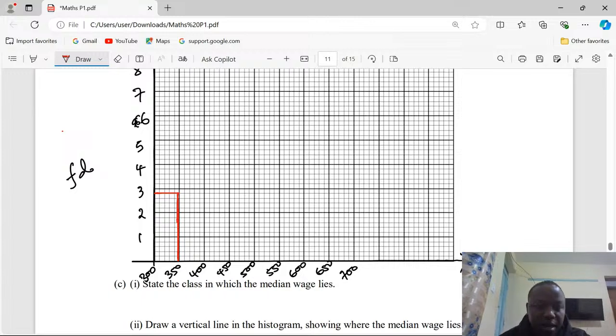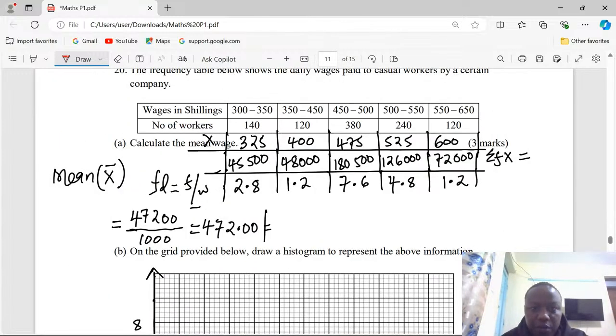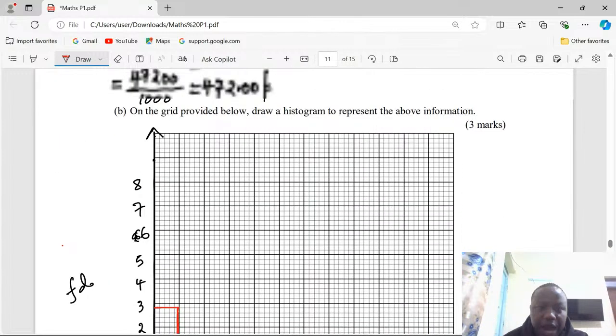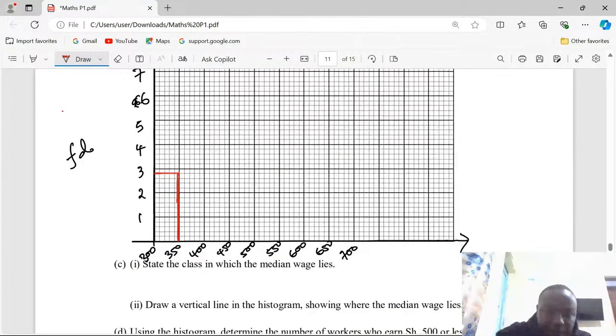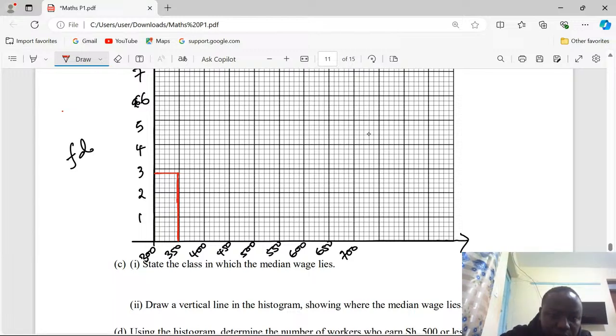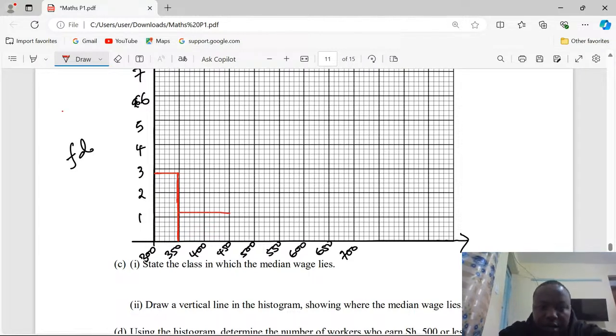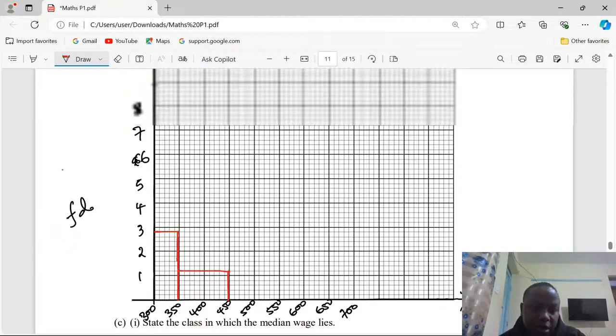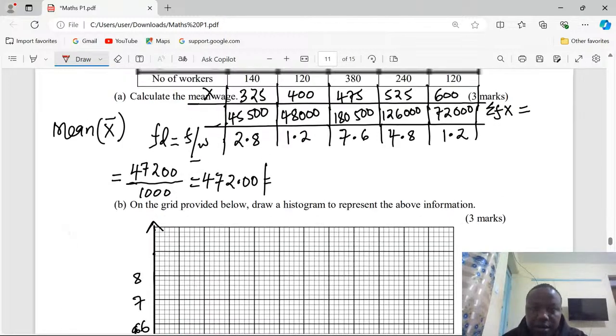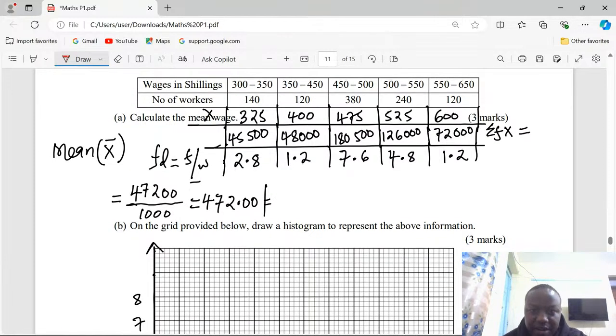The second one, from 350, we are going all the way to 450. The height is 1.2. So with a height of 1.2, then all the way to 450. That is how the class is going to be. Remember, the classes are having different widths.